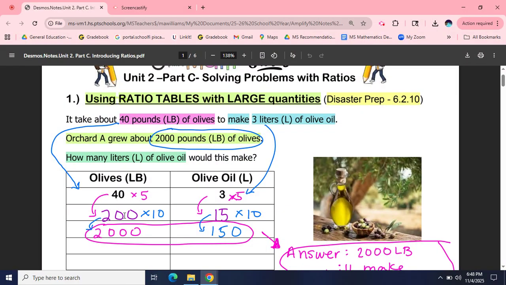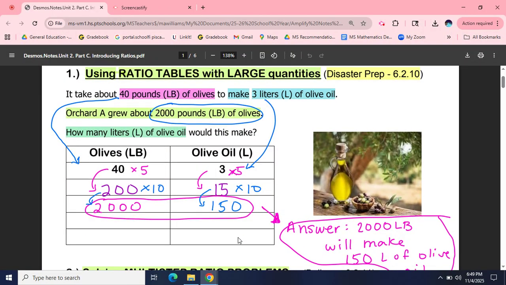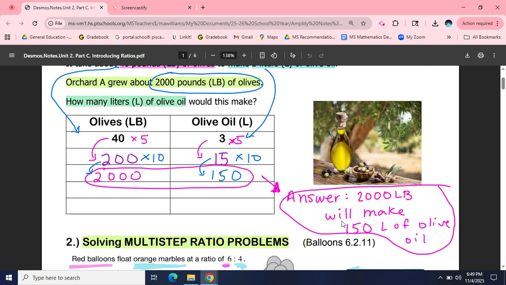Now that I have 200 pounds, I can easily change 200 pounds into 2,000 pounds. So what I'm trying to do is come up with numbers that'll make it easier for me to get to the amount that I want to make. So now to go from 200 to 2,000, just do times 10. And over here times 10. 200 times 10 is 2,000. 15 times 10, 150. So if I have 2,000 pounds of olives, that'll make 150 liters of olive oil. And then that's it. 2,000 pounds will make 150 liters of olive oil.